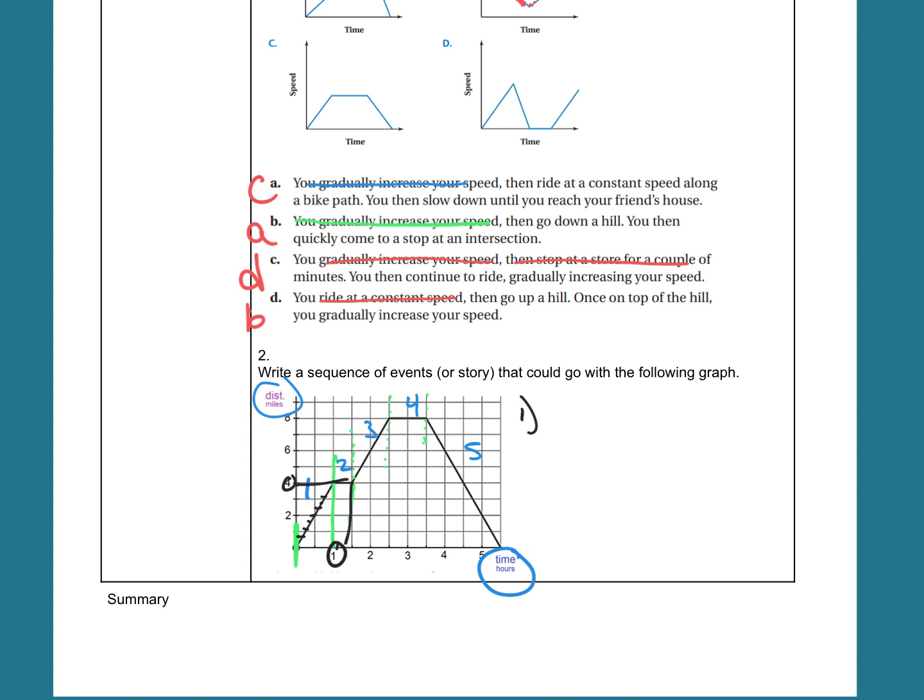I'm 4, whoops, not 4, wrong number. At the 4, I am 1 hour away from home, 4 miles from home. So we can say I ride away from home. So I'm riding away from home now. I'm 4 miles away from home.